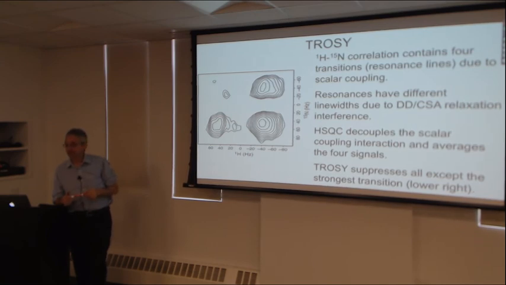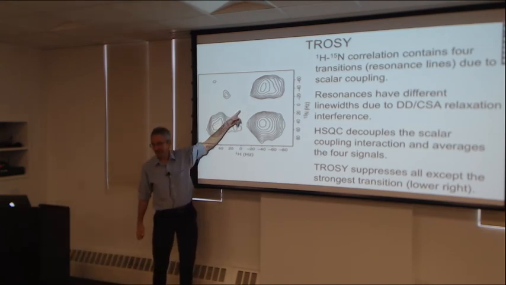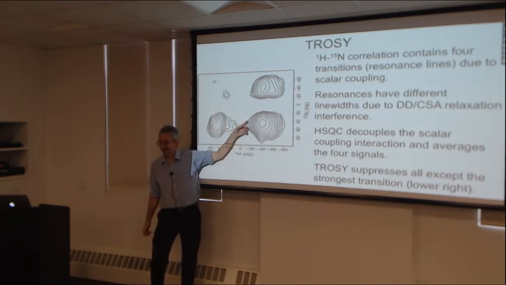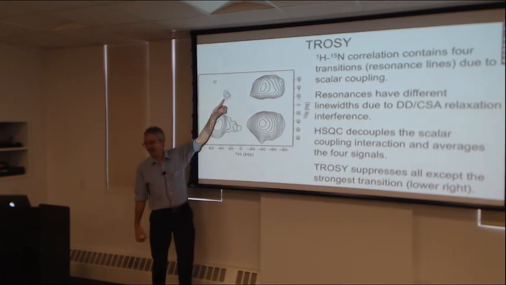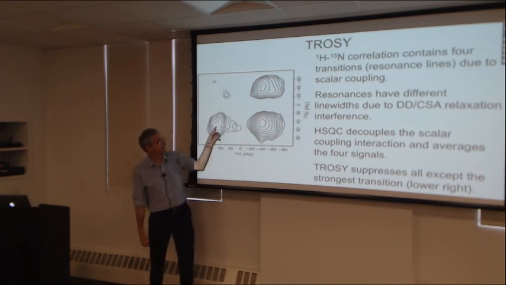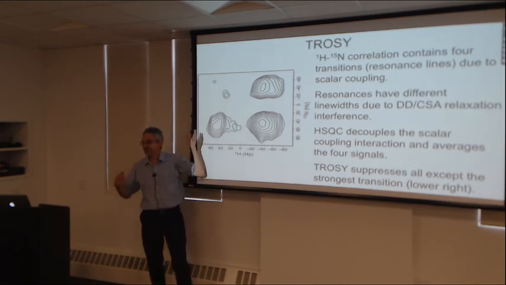If we were to decouple to do a normal HSQC, we would end up with a peak in the middle that was basically the average of these. And you can see that's a pretty silly thing to do. We're averaging in basically noise. And the TROSY experiment says, let's just keep this one. Now, if the protein isn't big enough, we have to put in some pulse sequence elements to filter these two out. So that costs a little bit of time.